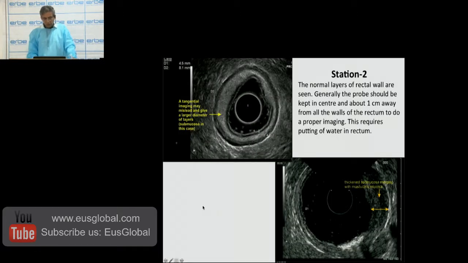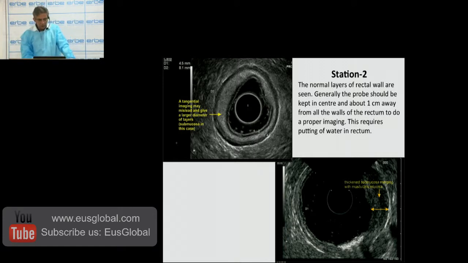So these are the layers of the rectum, and the interesting thing you can see is hyper, hypo, hyper, hypo, hyper. Why do the layers become hypoechoic? 1, 2, 3, 4. Because it is the muscle fibers, and when you see the muscle fibers, the sound goes fast through the muscle fiber.